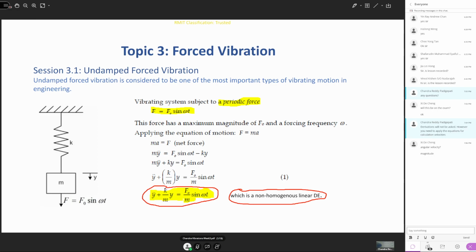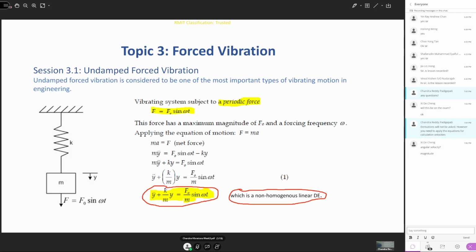When we dealt with a damped free vibration, the right-hand side term, F naught over m sine omega t, was zero. Since we are dealing with a forced vibration, the right-hand side is not zero. Therefore, we consider this as a non-homogeneous second order linear differential equation. You can see here this is y double dot, which means the second order derivative.